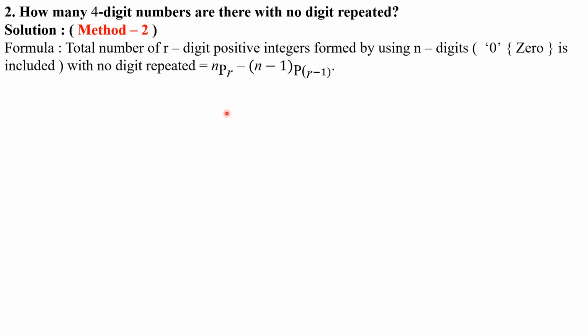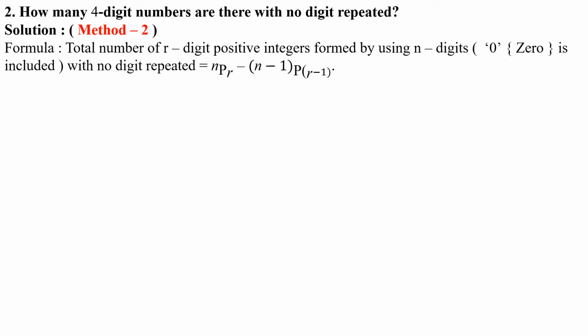Now tell me, my dear children, how many digits are given here? Yes, 10 digits. Yes or no? 0, 1, 2, 3, 4, 5, 6, 7, 8, 9. These are all 10 digits. So n is equal to 10 here. Then what is r here? How many digit number are required? 4-digit number. So r means 4. n means 10, r means 4. We substitute n equal to 10 and r equal to 4 in this formula. Then automatically we get the number of 4-digit numbers.